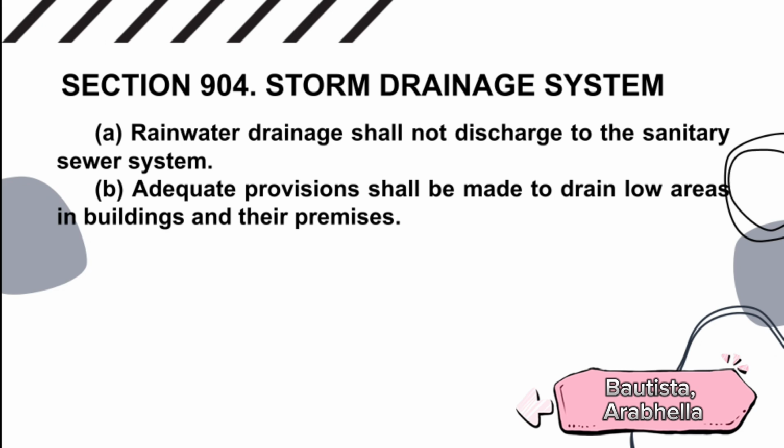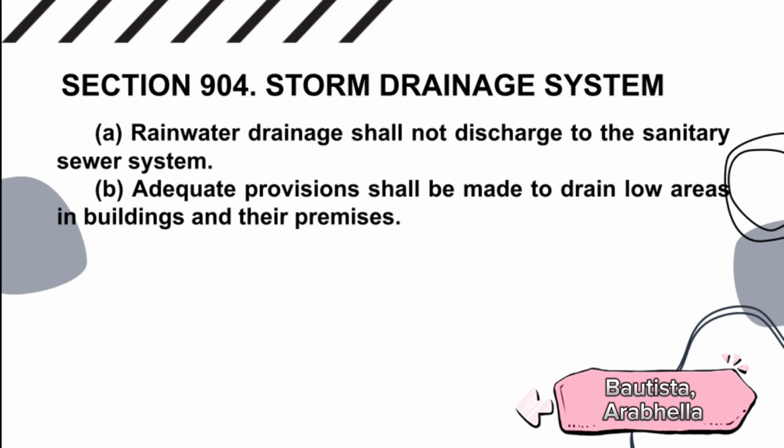A. Rainwater drainage shall not discharge to the sanitary sewer. So, yung mga rainwater drainage sa mga bahay natin is hindi dapat directly connected sa sanitary sewer or sa septic tank. Dahil yung rainwater is safe siyang i-discharge directly sa soil, while yung water sa sanitary sewer is kailangan pang dumaan sa treatment facility dahil sa human waste na nakahalo dun sa water.